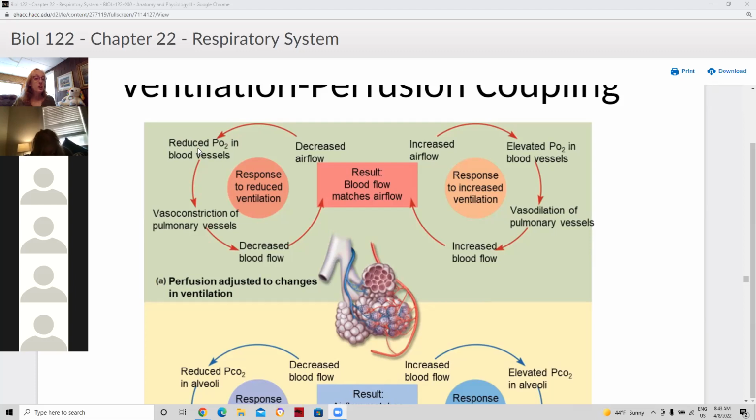What that means is that ventilation has gone down, but our perfusion is the same. We need to make them equal again. So what happens is vasoconstriction of the pulmonary vessels. If you vasoconstrict the pulmonary vessels, then we decrease the blood flow, and the decreased blood flow equals the decreased airflow. And then the ratio is at 1 again.